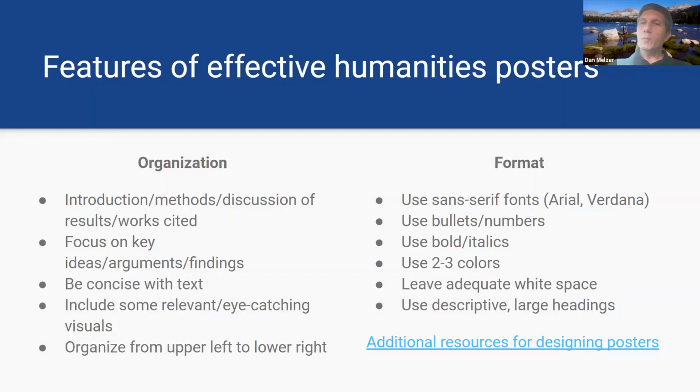You don't always use bullets or numbers in research projects in the humanities and research papers. Sometimes you do. But if you didn't in your research paper, in your research project, you'll want to think about using bullets or numbers in your poster, because that's the way to organize text that makes it much easier on the reader to stay organized when they read your poster.